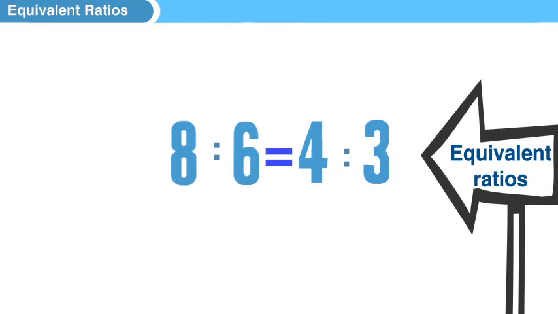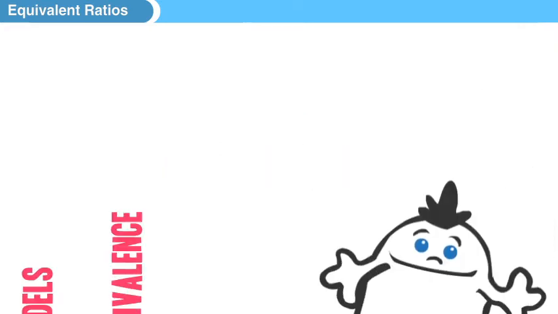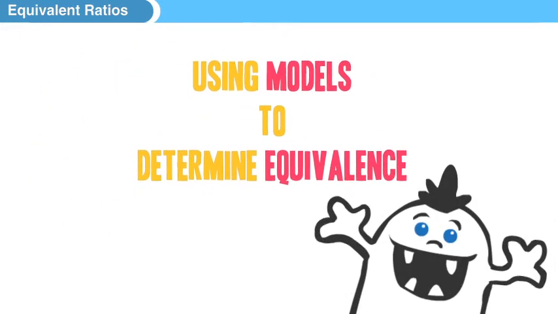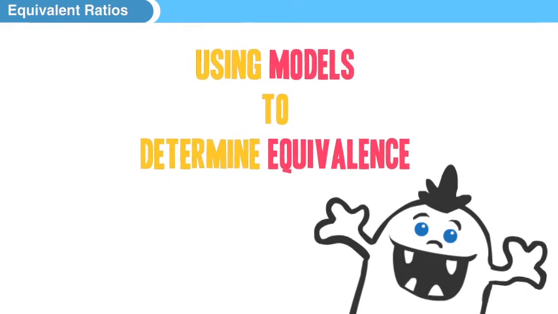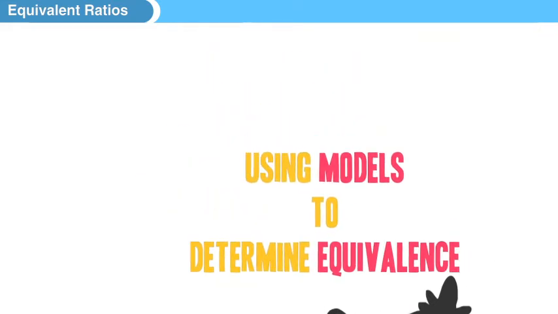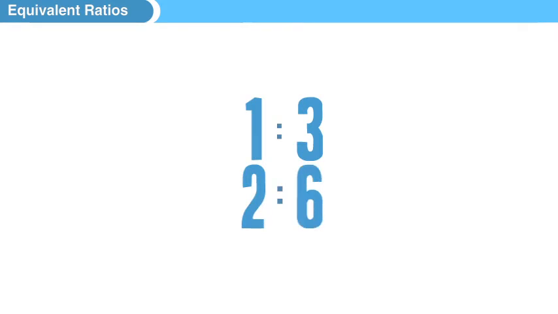We can use a variety of different methods to help us determine if two ratios are equivalent. One method is to use models. For example, we can use models to determine if 1 to 3 and 2 to 6 are equivalent. The strategy is to try to separate 2 to 6 into groups of 1 to 3.